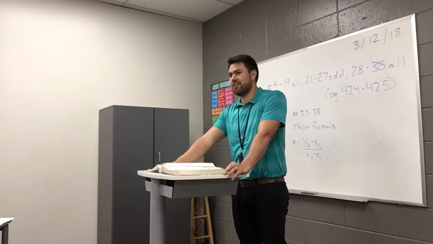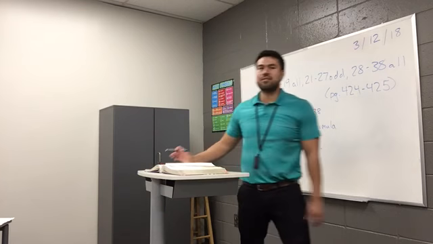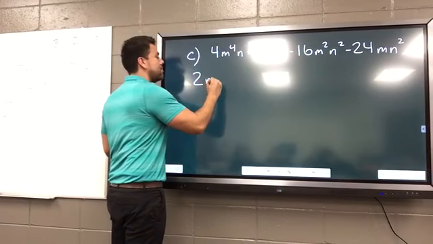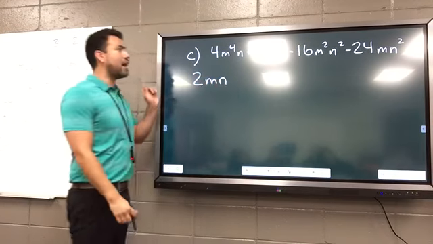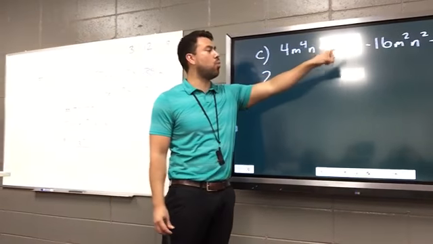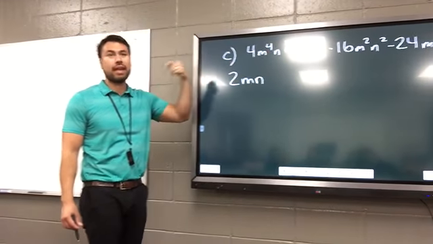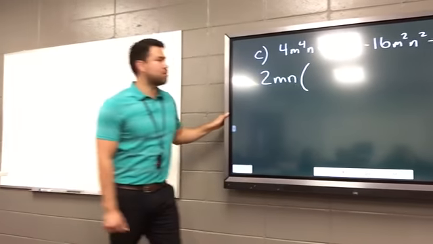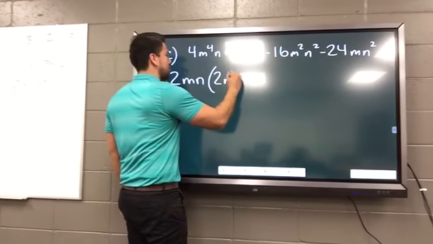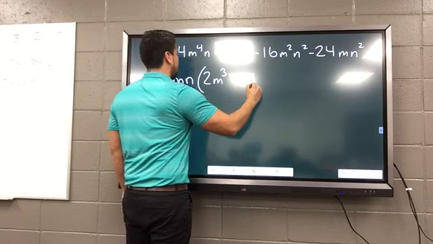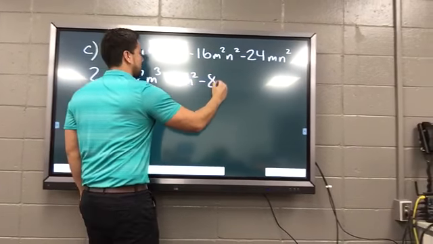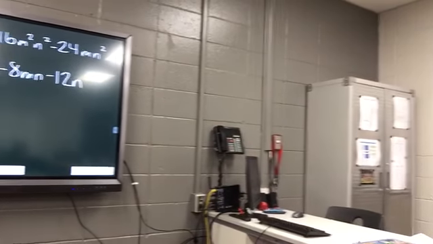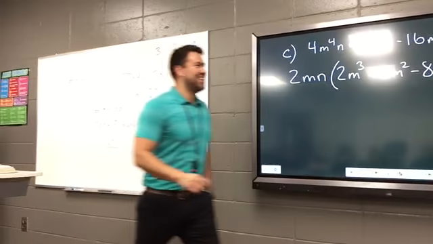Is there a GCF? What is it? 2mn. They all have a 2. They all have at least one m, and they all have at least one n. So that's the GCF, 2mn. All right, and then what's left behind is 2m to the third plus 3m squared minus 8mn minus 12n. Look at that. You got it.